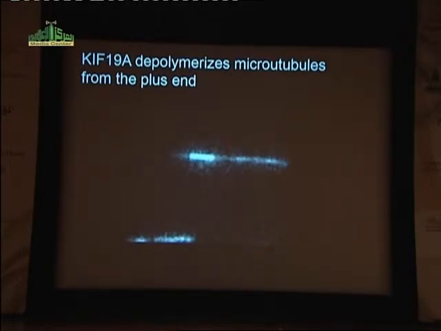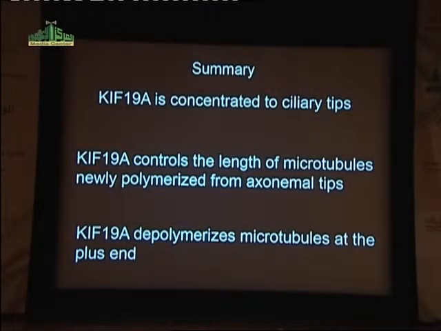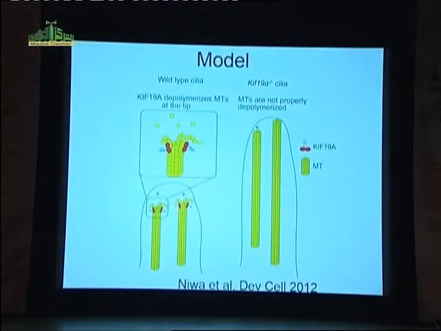Okay, I stop. This is the microtubule seeds, plus end, and if you add KIF19A, the microtubules depolymerize from the plus end. And biochemistry shows that ATP dependently KIF19A depolymerized microtubules. So this is the conclusion.